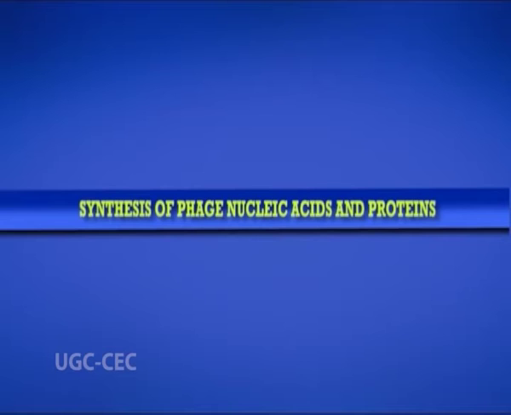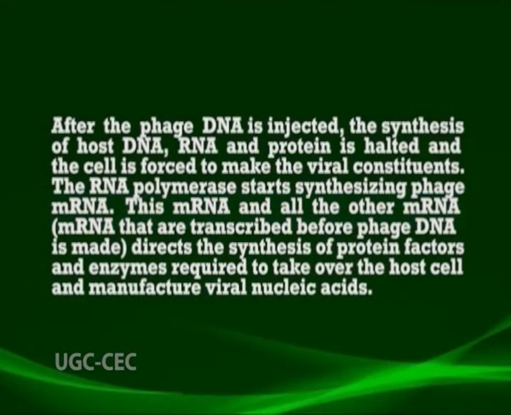Now we'll see the synthesis of phage nucleic acid and proteins. After the phage DNA is injected, the synthesis of host DNA, RNA and protein is halted and the cell is forced to make the viral constituents. The RNA polymerase starts synthesizing the phage mRNA, that is, messenger RNA. These mRNAs, transcribed before phage DNA is made, direct the synthesis of the protein factors and enzymes required to take over the host cell and manufacture the viral nucleic acids. Then the host DNA is degraded to nucleotides by virus-specific enzymes, thereby halting host gene expression and providing the raw material for virus DNA synthesis.